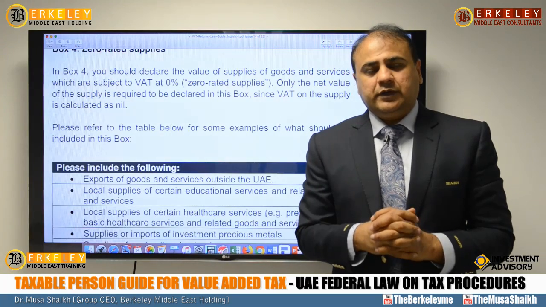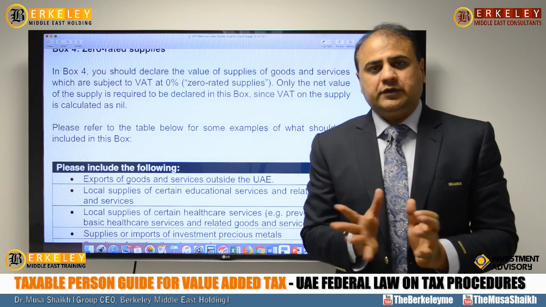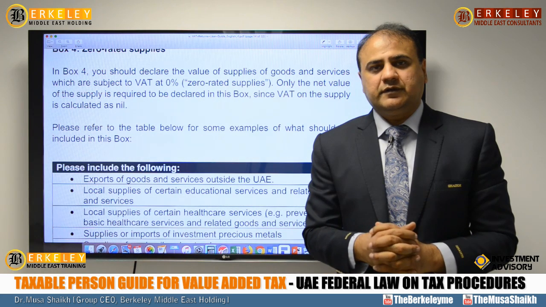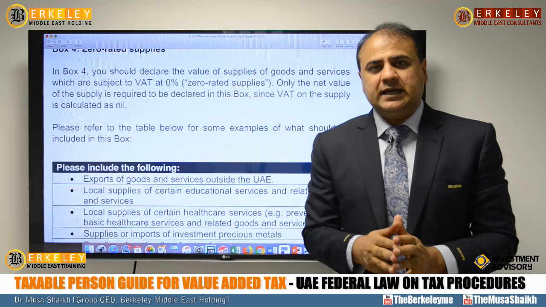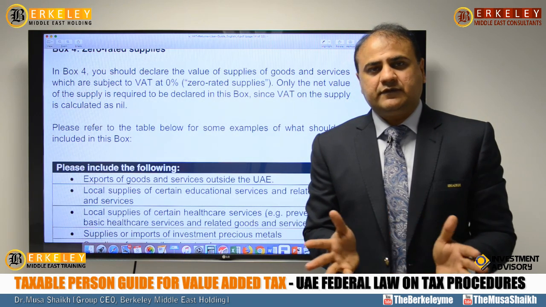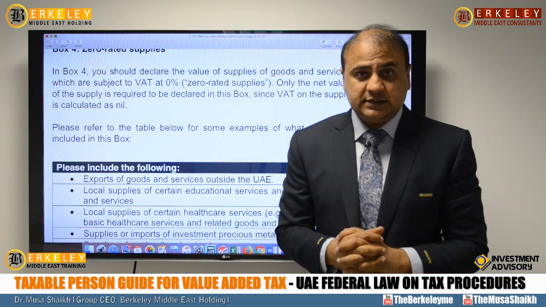For box 4, where you are going to put the zero rated, you are just applying a 0% rate on the value added tax. So you should know what you have to include and what you have to exclude. In what you need to include first, let's discuss that.